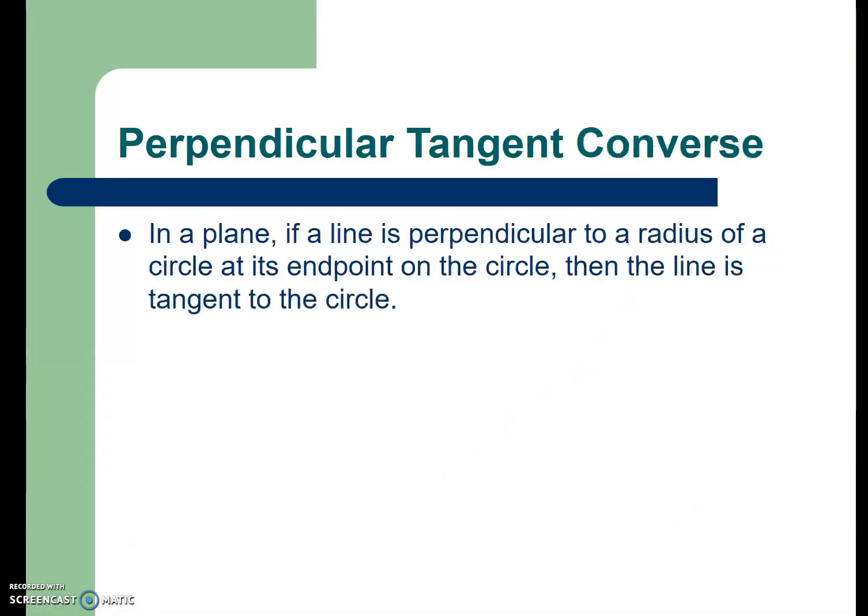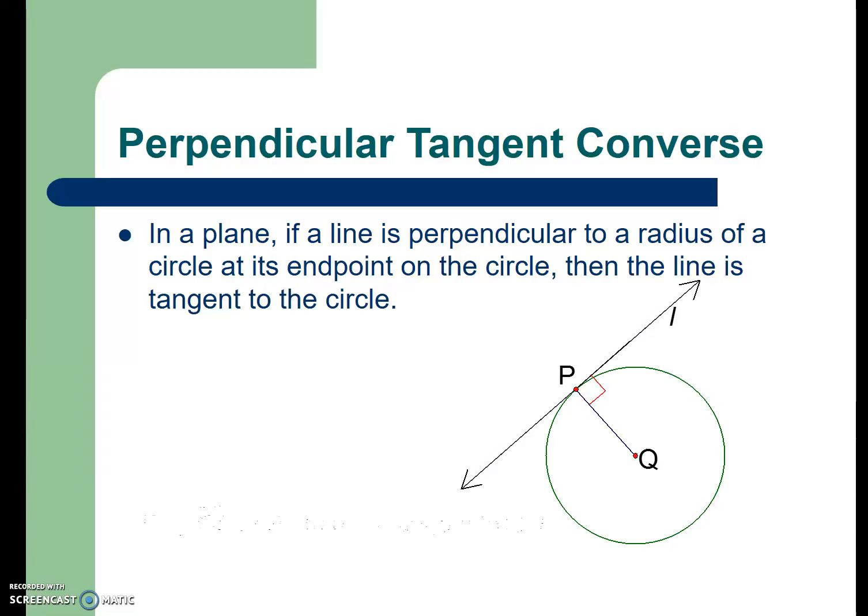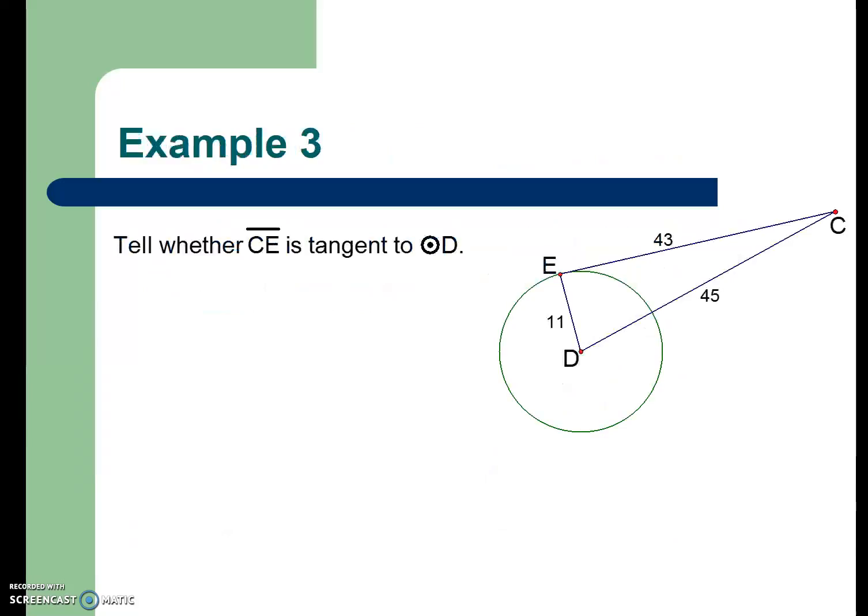So let's take a look at our converse. That's also true. Okay, so if I tell you that we have ourselves a right angle here, then you can say that it has to be tangent. So if I'm trying to identify whether or not it is tangent, then you want to show that there's a right angle there. Okay, so here's an example of that. We want to decide if CE is tangent to circle D. And there are problems like this coming up on your practice and lesson check. So the way we do that is we want to make sure that there's a right angle at angle E.